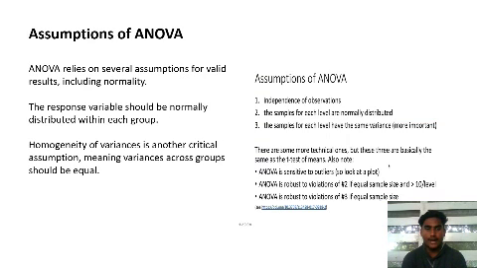Assumptions of ANOVA. ANOVA relies on several assumptions for valid results, including normality. The response variable should be normally distributed within each group. Homogeneity of variance is another critical assumption, meaning variance across groups should be equal.